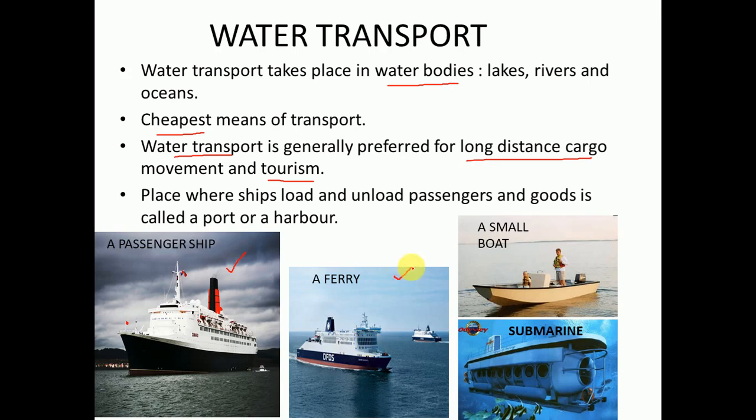Ferry. Then, it is a small boat. What does it do? A small boat also can carry few people across the river or across the lake. So this is a small boat, and this is a submarine. Okay, it is usually used in the military purposes, and it travels underwater. Okay, this submarine, it travels underwater and not above water. Fine. So you've understood what water transport is.